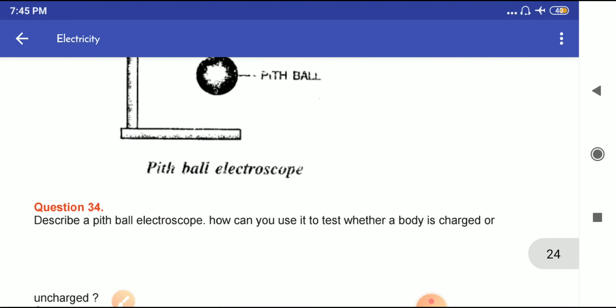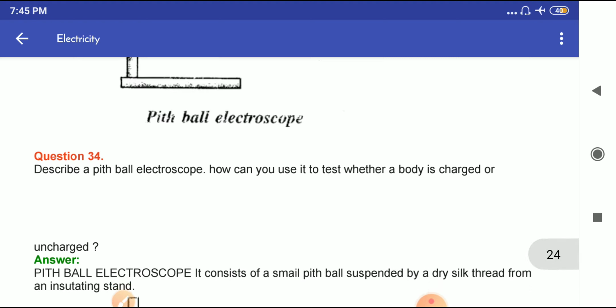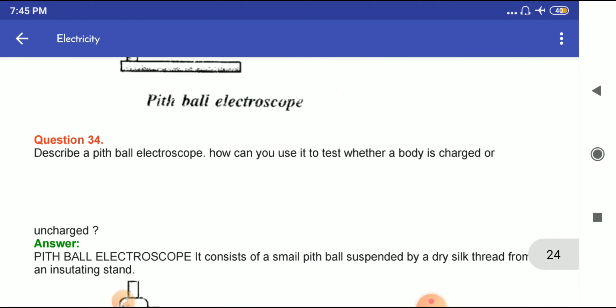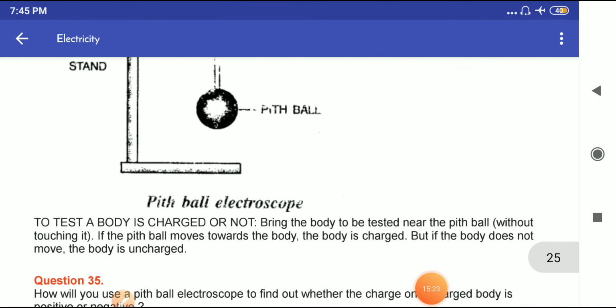Okay. Question number 34. Describe a pitball electroscope. How can you use it to test whether a body is charged or uncharged? This is your answer.